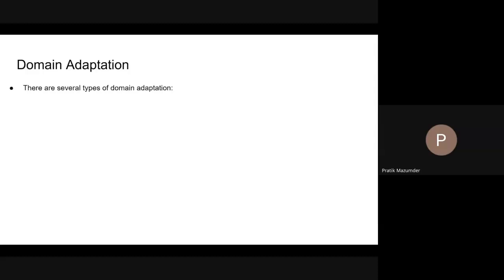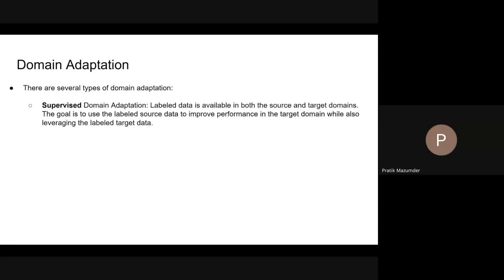So there are different types of domain adaptation. We'll maybe look at some of them, not all, but let's see at least in terms of definition what these look like. So you have supervised domain adaptation, where you have labeled data available for both your source and your target domains. And your objective will be to use your labeled source data to improve the performance in the target domain, while you're also utilizing the labeled data in your target domain as well.